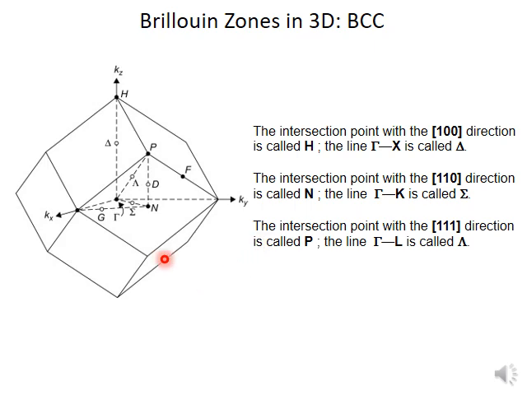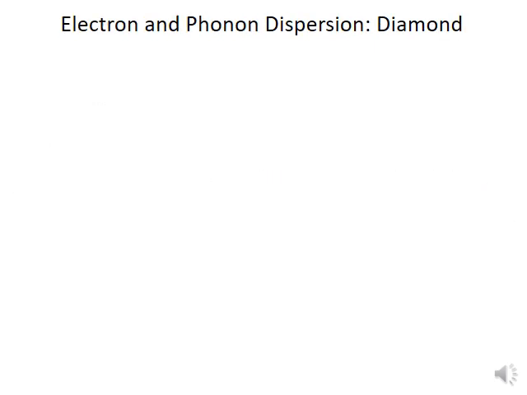You can do a similar exercise for a BCC, and the BCC Brillouin zone looks like this. You have these three important directions. One is represented by H, which represents a 100 direction. Then the other one is P, so from gamma to P would represent the 111 direction. And then you have gamma to N, where this N would represent a 110 direction, or the 110 set of planes.